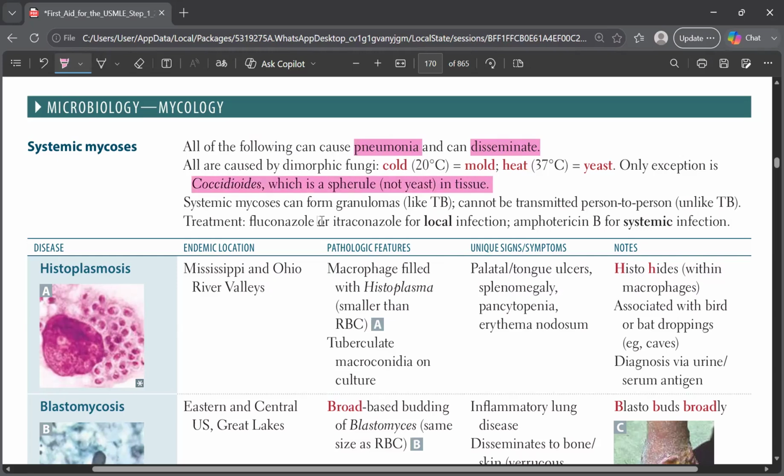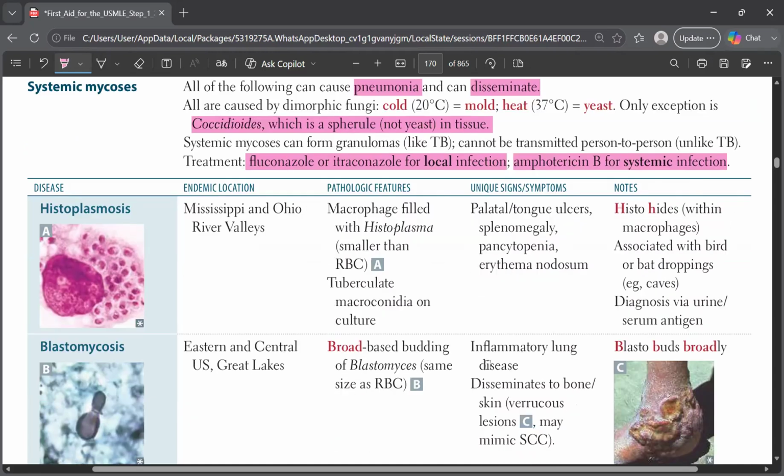Systemic mycosis can form granulomas like TB, and they cannot be transmitted person to person. Unlike TB, treatment is fluconazole or itraconazole for local infection and amphotericin B for systemic infection. So as long as the infection is local, you use azoles, and when it is systemic, you use amphotericin B.